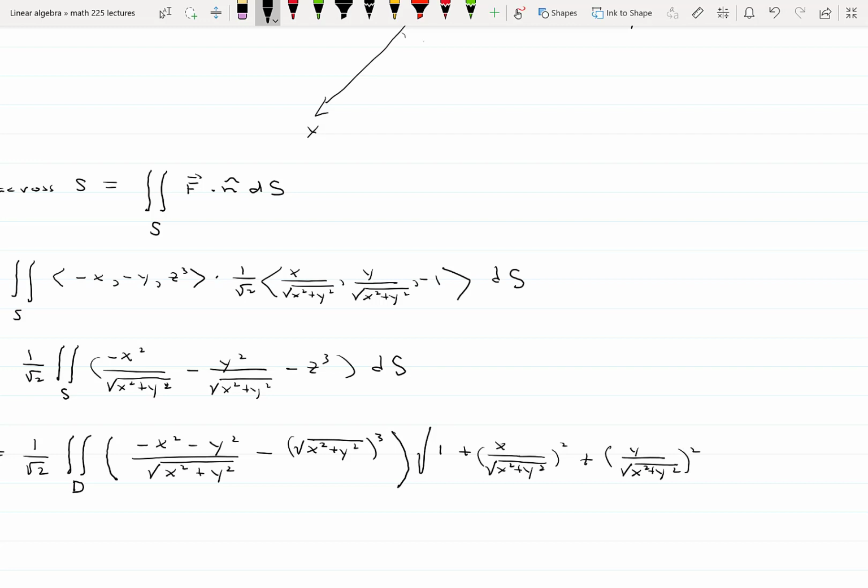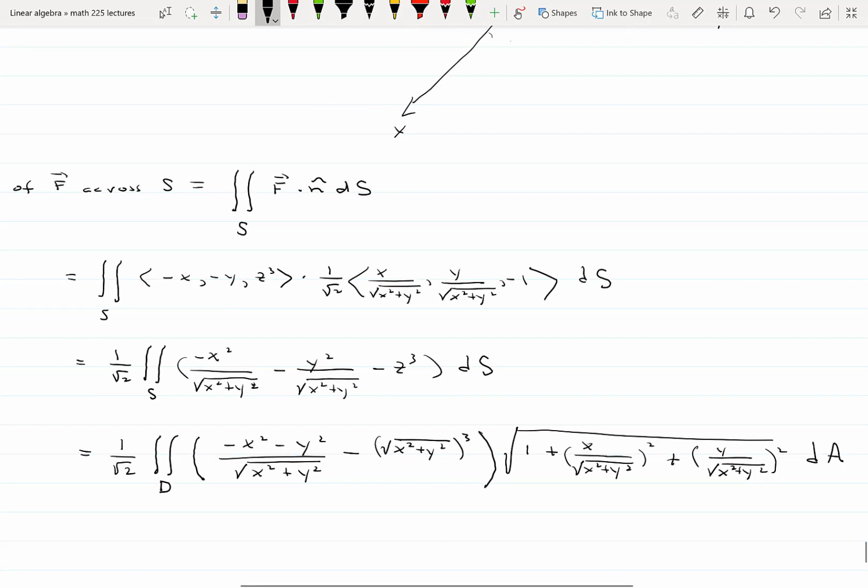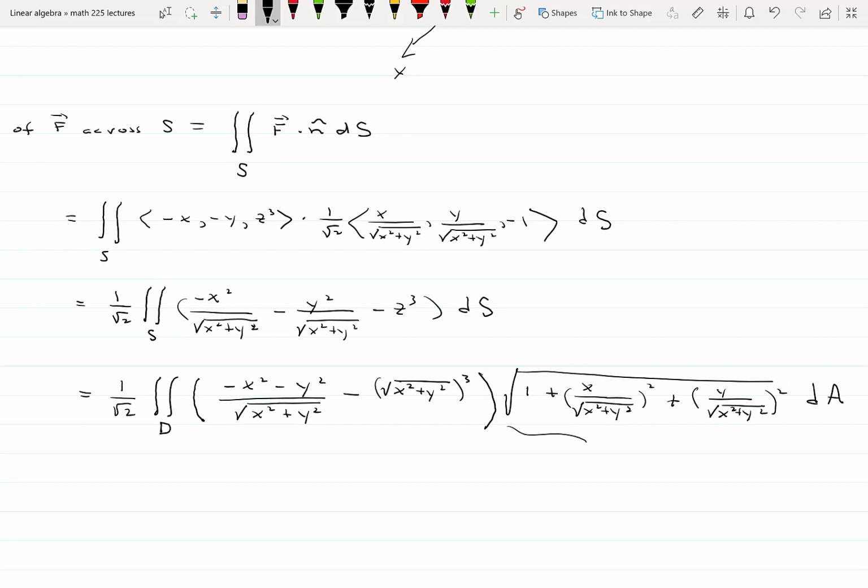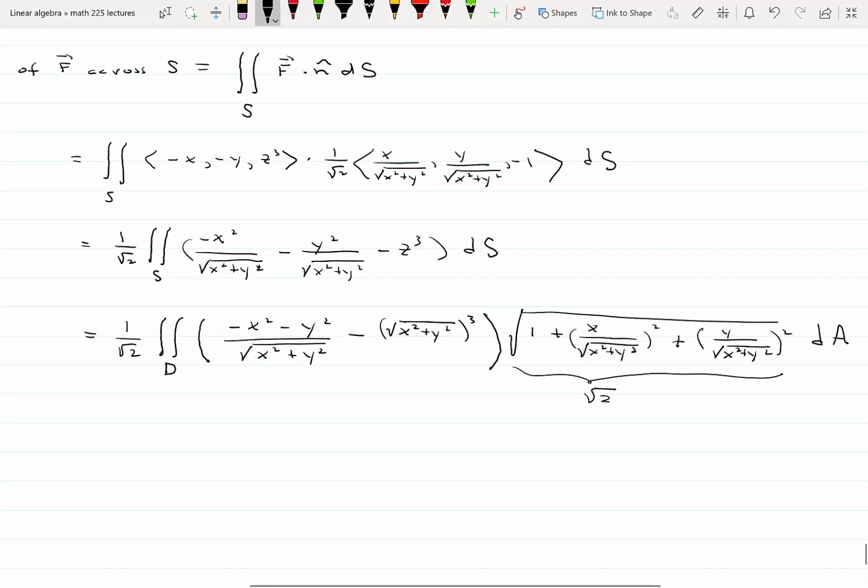This should start looking familiar. dA. And we've seen that quantity under the square root. It's 2. So this is the square root of 2. This is all the square root of 2. And we happen to have 1 over the square root of 2 out front. Okay, so we're getting there.